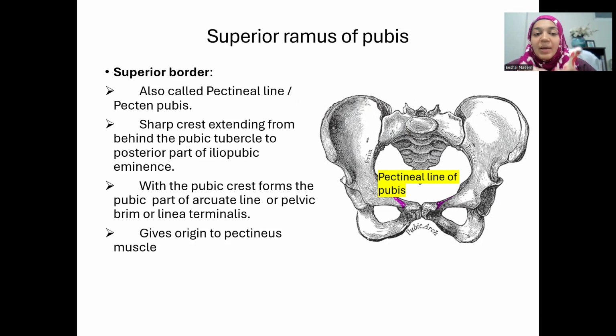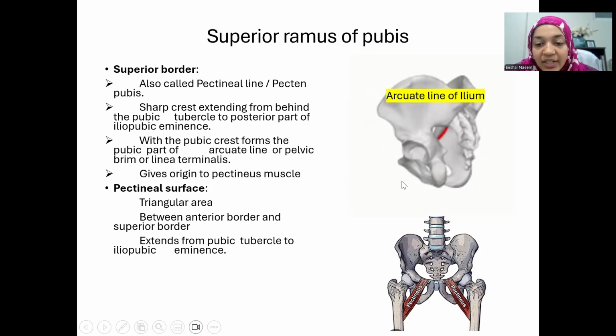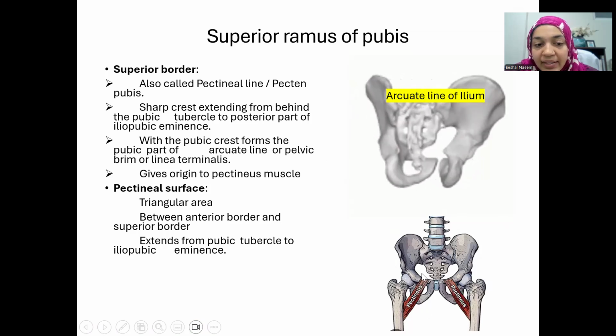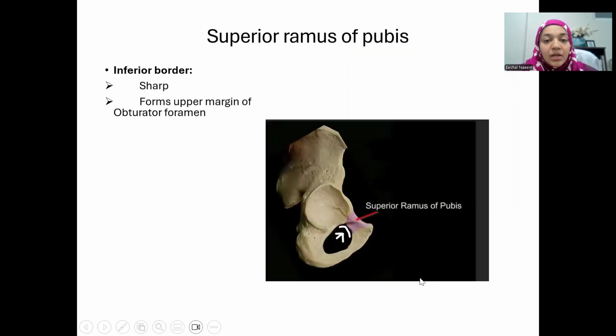Then we have the superior ramus of the pubis, which has a pectineal line. The pectineus muscle was given origin from here. This will form the pubic arch. The two bones will come together and form the pubic arch here. In purple here, you can see the pectineal line of pubis. It was a continuation of the arcuate line. Now, this was the arcuate line that was continuing into the pectineal line, and the pectineal line was giving origin to the pectineus muscle.